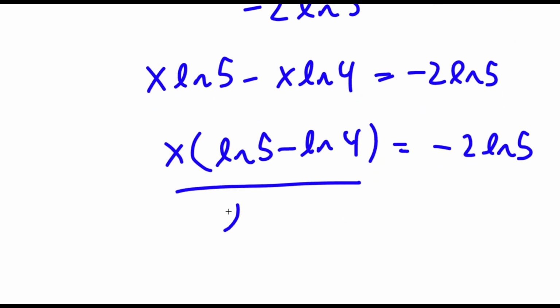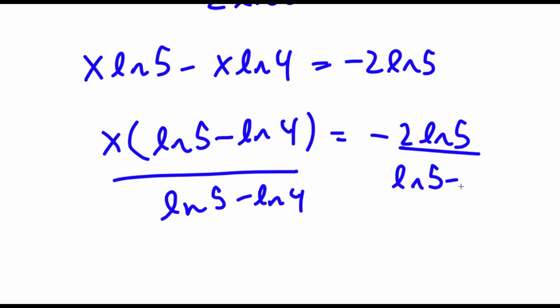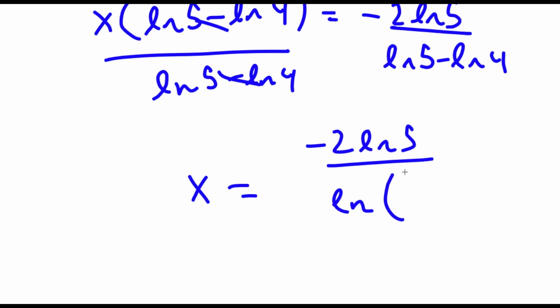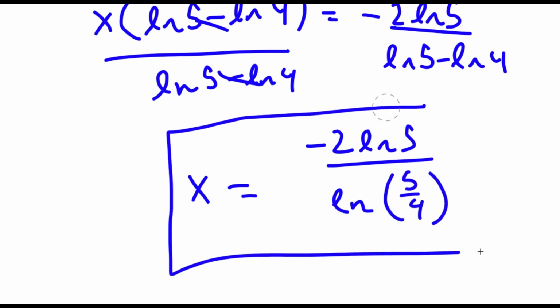Now if I divide both sides by ln 5 minus ln 4, these two cancel out, and I'm left with x is equal to negative 2 ln 5 over ln 5 over 4. So this is my answer.